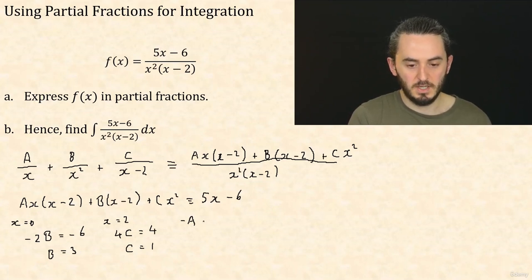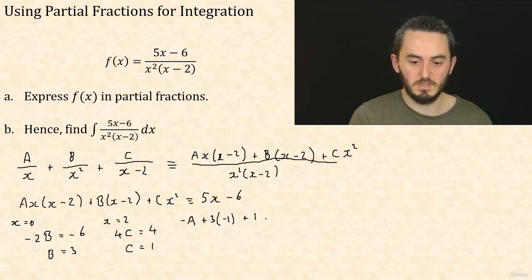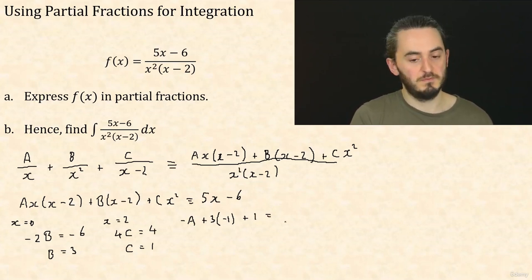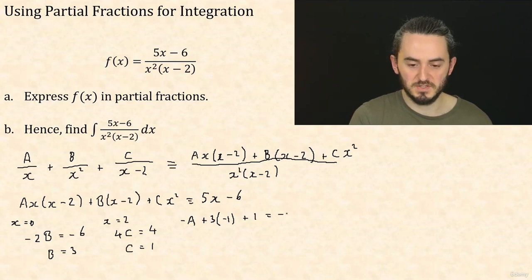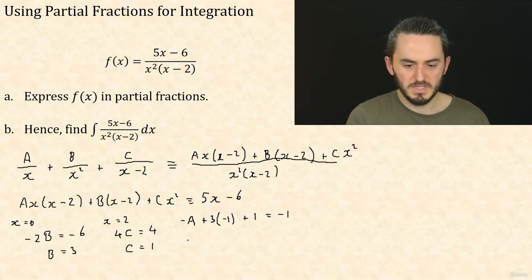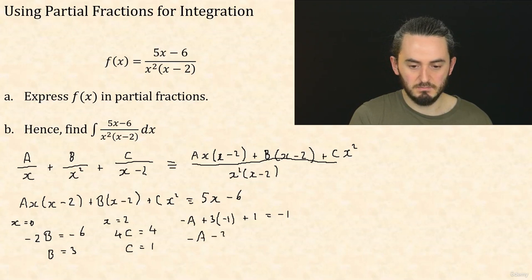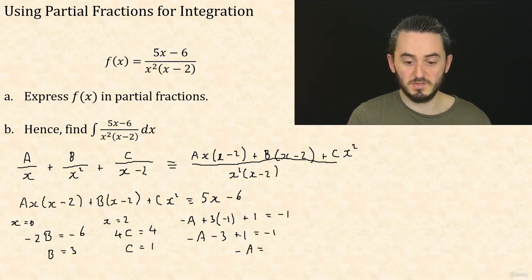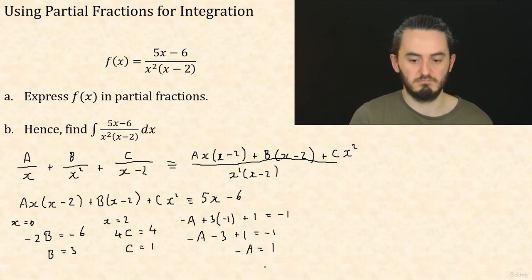So when I do that, I'll get a times (1 minus 2), so minus 1, so minus a. And then I get plus b, which I know is 3, times (1 minus 2), so 3 times minus 1, plus c, which I know is 1, times 1. And that's got to equal 5 times 1, 5, minus 6, which is minus 1. So neatened up, I've got minus a, minus 3, plus 1 equals minus 1. So minus a is, well, minus 3 plus 1 is minus 2. Add that to both sides. And a is negative 1.